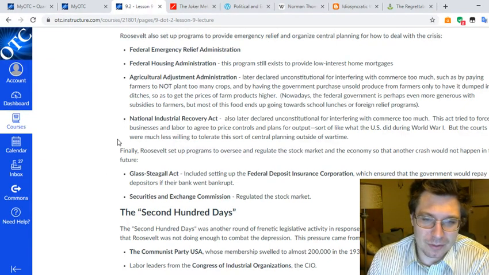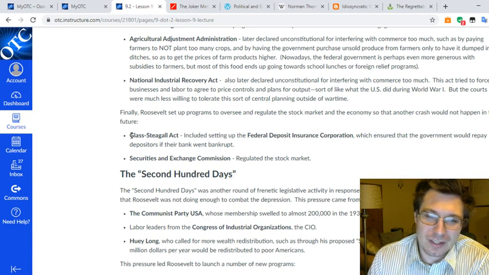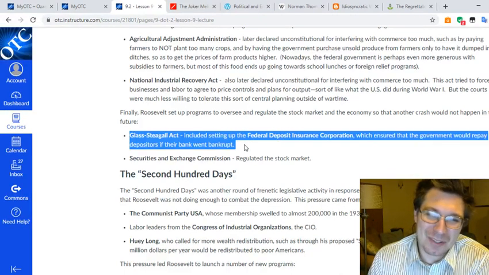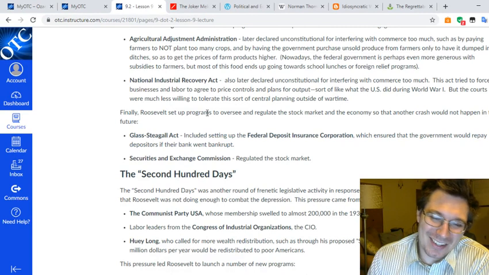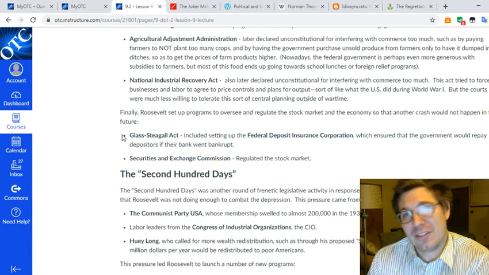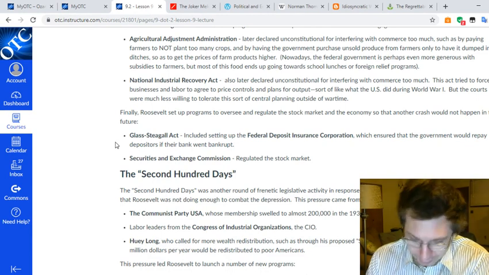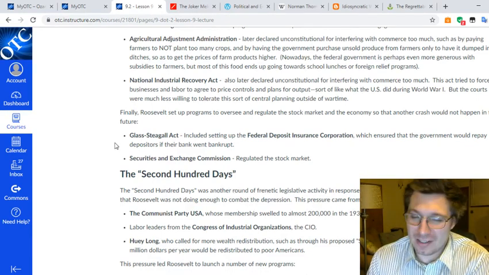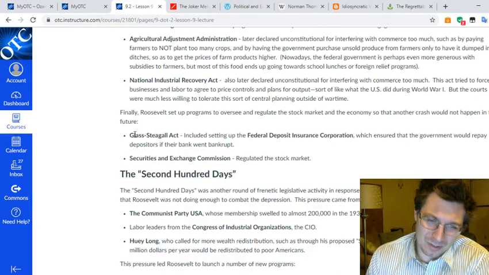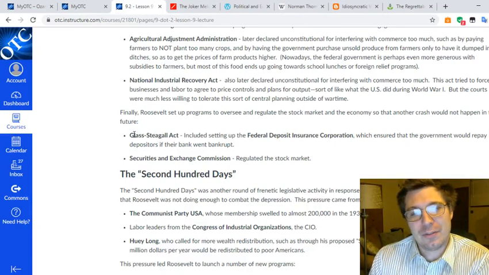Finally, Roosevelt set up programs to oversee and regulate the stock market and the economy so that another crash would not happen in the future. It's interesting that these things have not totally prevented crises; they prevented them from being as bad as the Great Depression. We haven't had 25% unemployment since then, but we've still had crises. Anyways, these were intended to try to prevent the worst sorts of crises from recurring in the future.